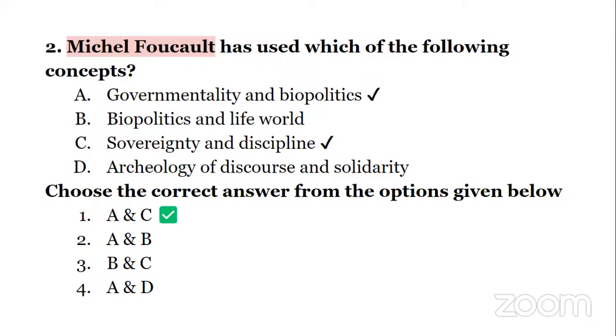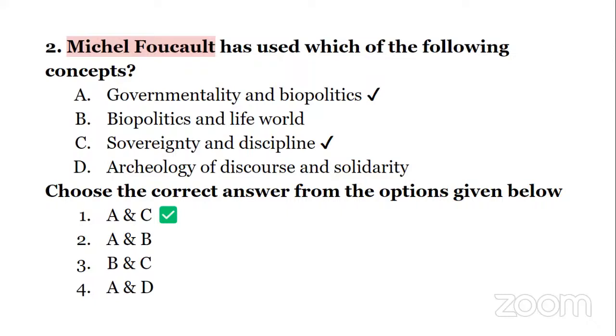That is governmentality. Biopolitics concerns the governance of population through the management of life, health, and biological processes, which means the control of the people through managing their life, health, and biological processes. That is biopolitics. Then the concept of sovereignty and discipline.